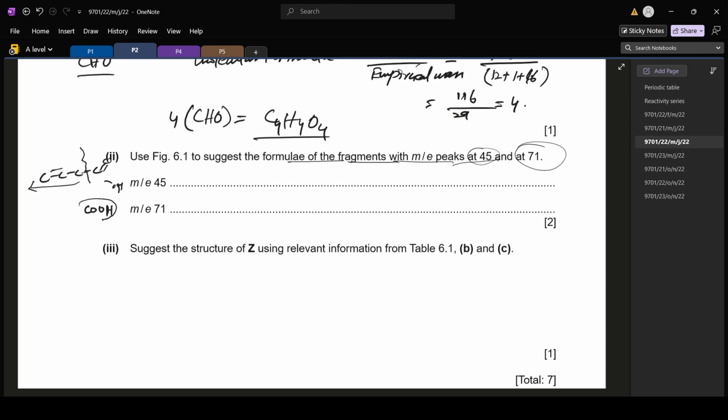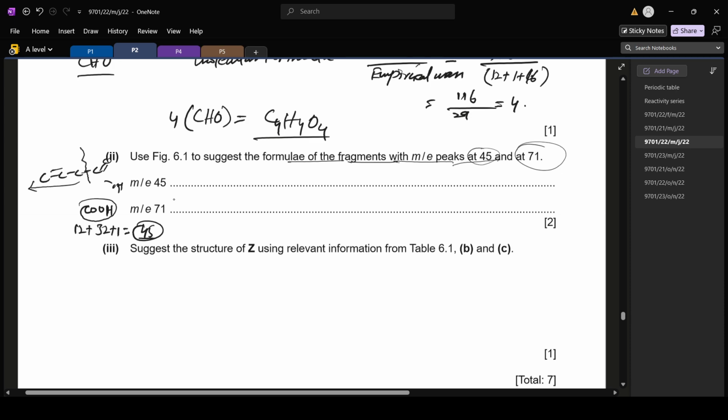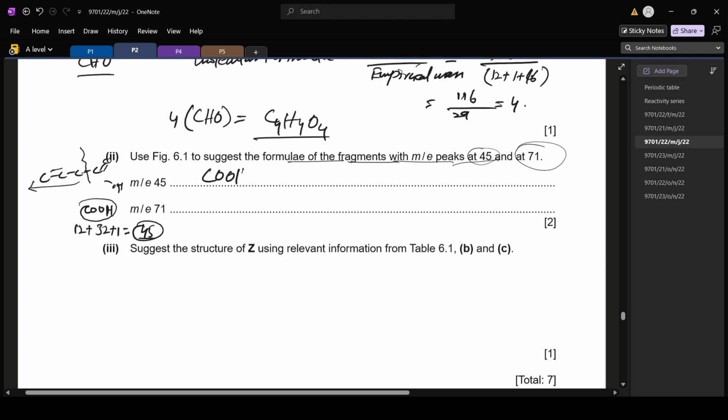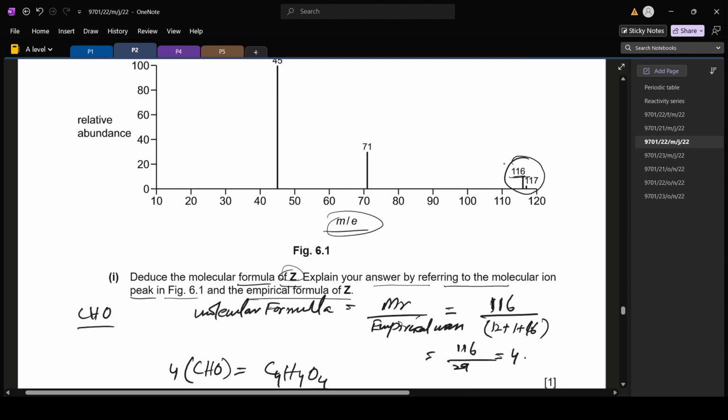So what is the mass of this COOH? 12 plus 16 plus 16 is 32, plus 1, so it is 45. So now you know that the peak at 45 is due to the breakdown of the COOH group, or carboxylic group. So the peak at 45 is due to COOH plus.